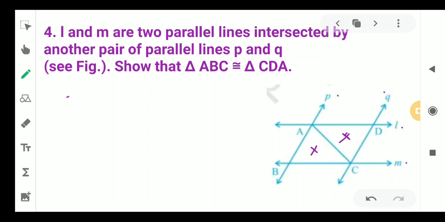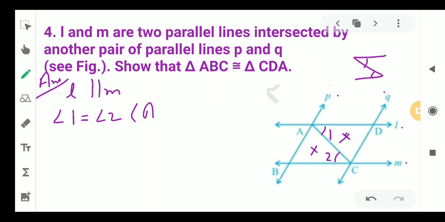So first of all, let me take L is parallel to M. This is given, L is parallel to M. So we can see for L and M, AC is a transversal. Suppose this is angle 1 and this is angle 2. So for L and M, which are parallel, and we take AC as the transversal, then angle 1 equals angle 2. We can see the formation of Z here like this. So angle 1 equals angle 2 we can write, and the reason is alternate angles.